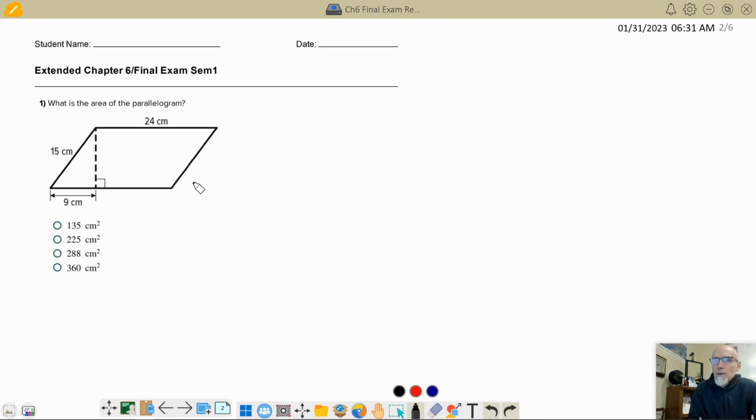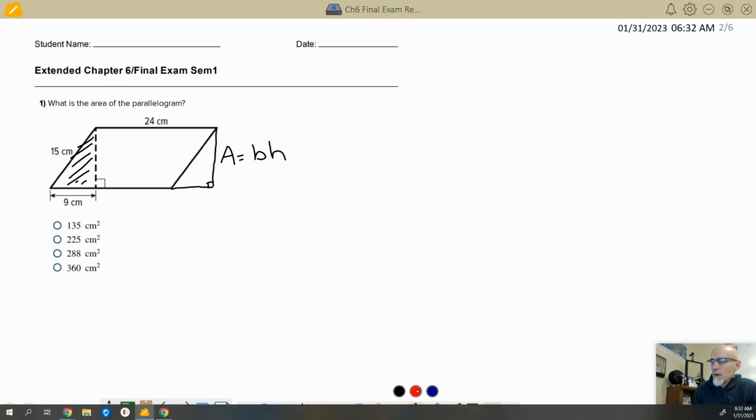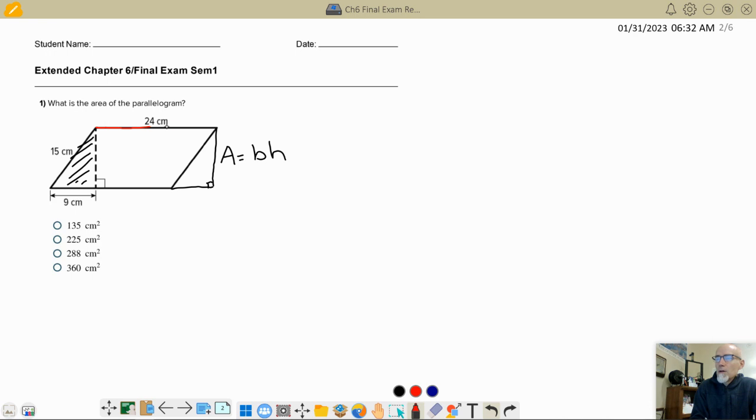Well, we want the area of this parallelogram. The area formula for a parallelogram is base times height. It's the same as a rectangle because if we took this part of the triangle off and we drew it right over here like this, redraw right there, then we have a rectangle. And let's see if I can shade this in red. Okay, now you don't have to really cut that part of the triangle off.